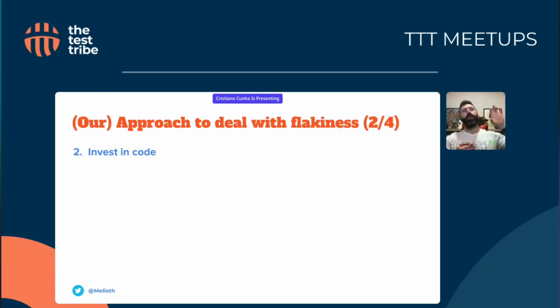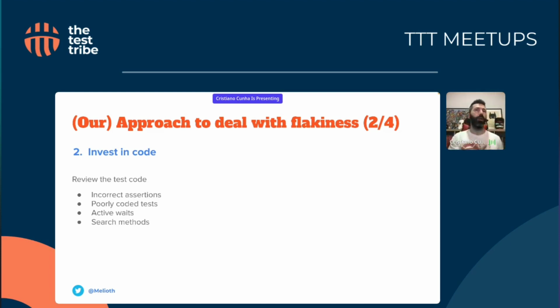The second thing, invest in code. Like I said, tests or automated checks are code. So you need to review the test code. Check if you have incorrect assertions, if you are doing the right assertions or not. Check the code and take advice from your developers, because they are the ones used to building code. If you have built it and you are not that familiar with it, run them through your developer peers, because they will help you create code that is up to the standards.